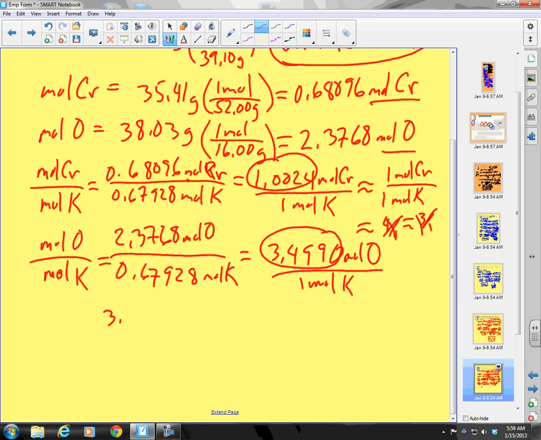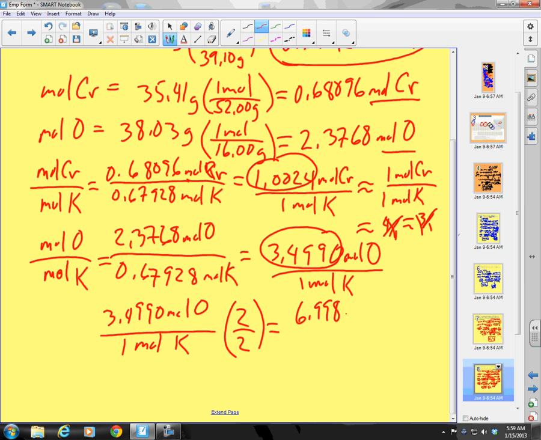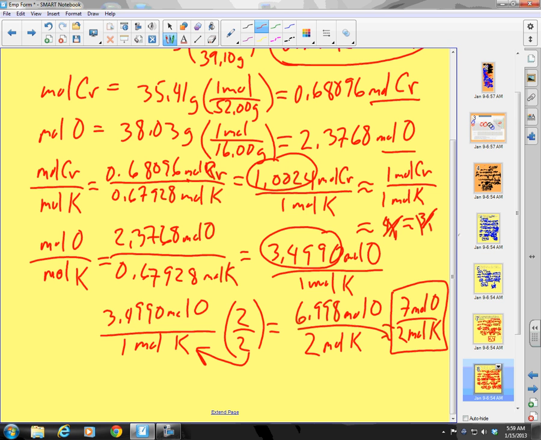I need to take my 3.4990 moles of oxygen over 1 mole of potassium. And then what I'm going to do is multiply the top and bottom by 2. We'll see if 2 works. Multiply by 2. What do I get? 6.998 moles of oxygen per 2 times 1, per 2 moles of potassium. And I can round that to what? 7 moles of oxygen per 2 moles of potassium. Okay, here we go.